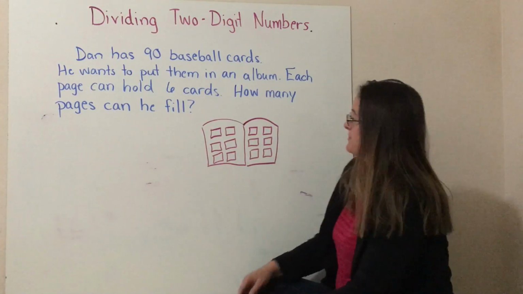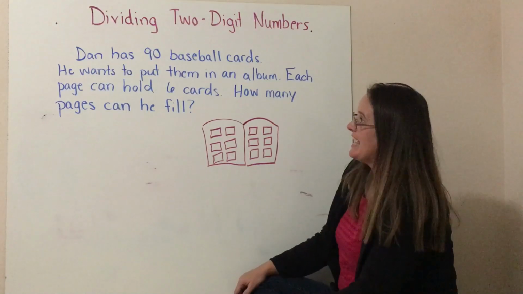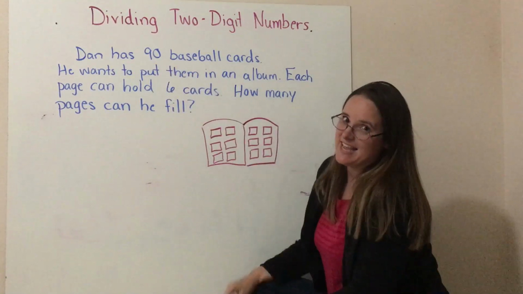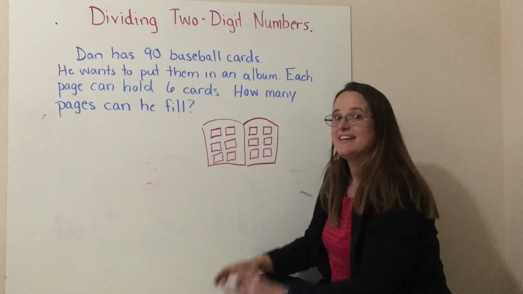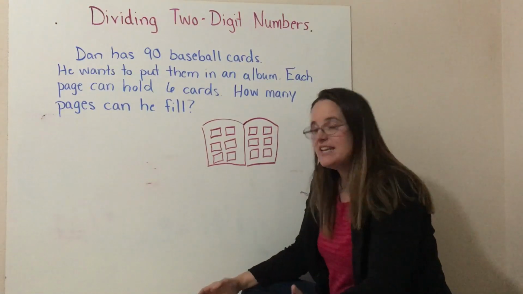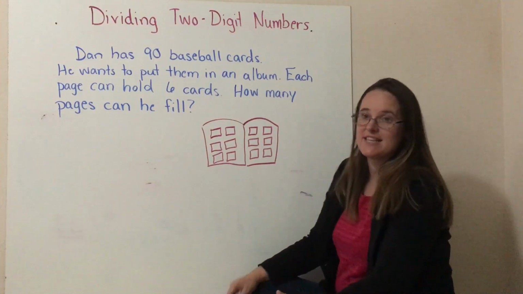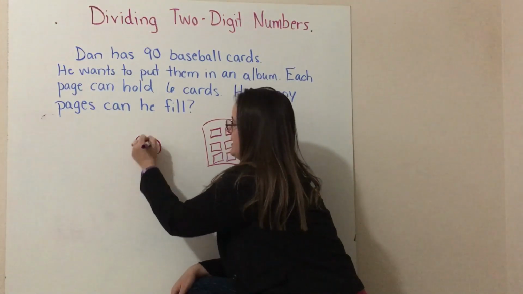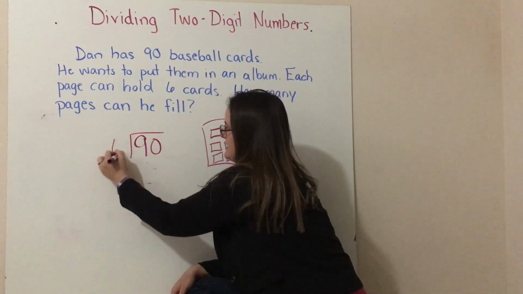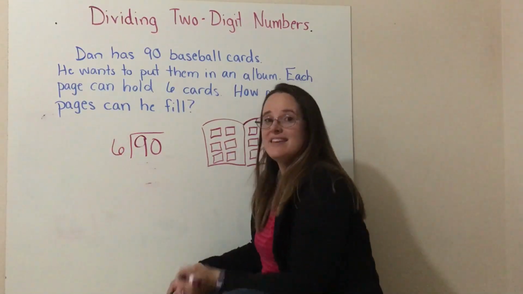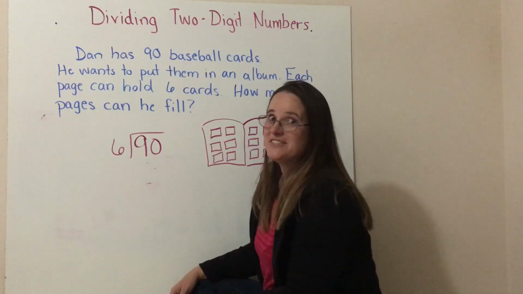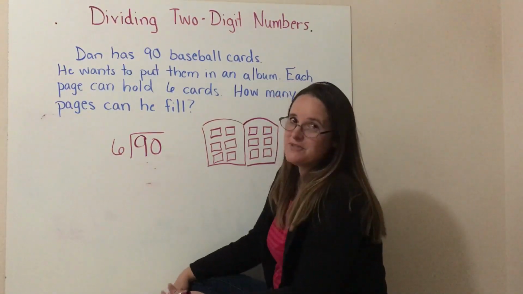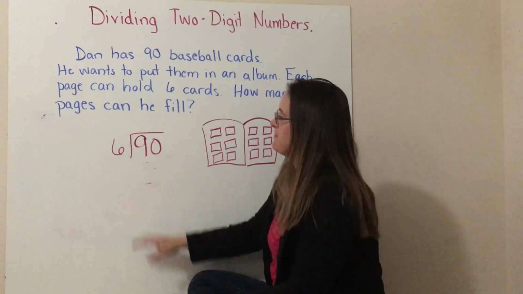There's an easier way. So, today I'm going to show you that really what Dan is doing, he's taking his 90 baseball cards and dividing them into equal groups of 6. So we write that like this: 90 divided by 6. This is the beginning of long division, 3rd grade. Are you excited? So when we do this, we just take it a digit at a time.